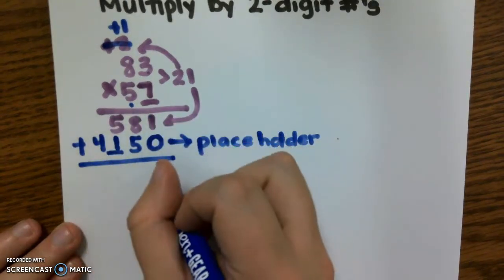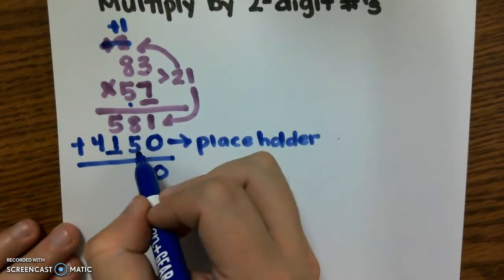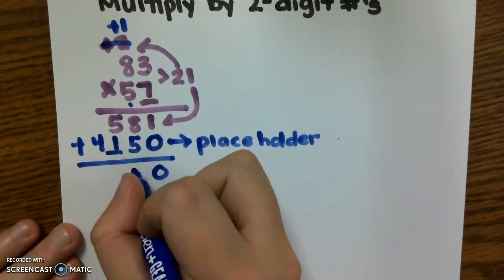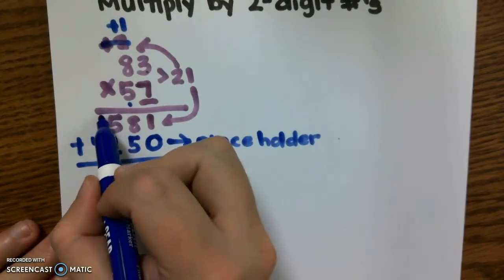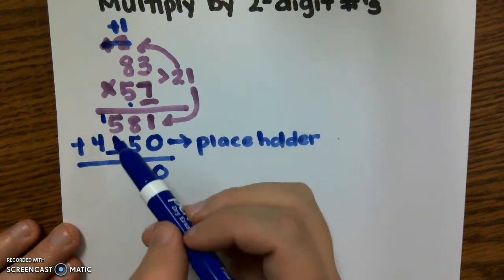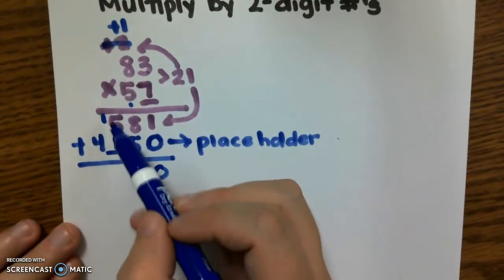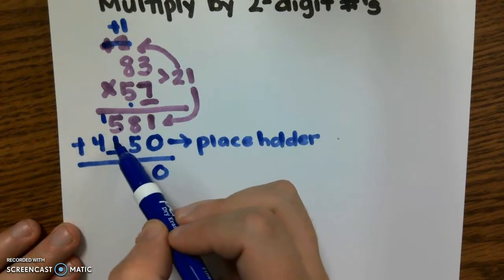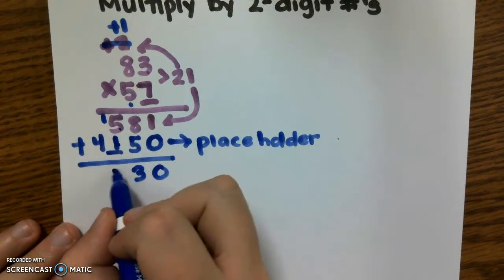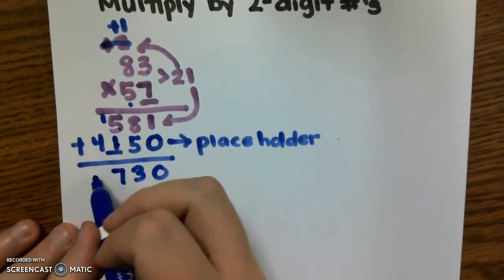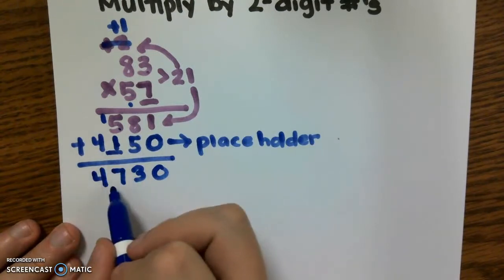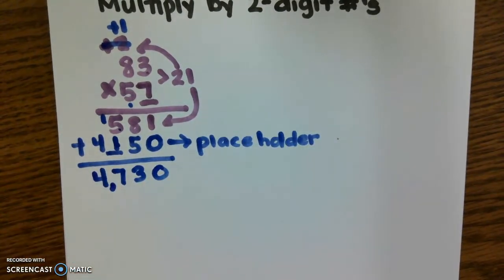So 1 plus 0 is 1. 8 plus 5 is 13. So I'm going to drop my 3, and I'm going to carry my 1 right there. So it's going to be regrouped into the hundreds place. So 5 plus 1 is 6, plus 1 more is 7. And then 4 plus nothing is 4. So my product is 4,730.